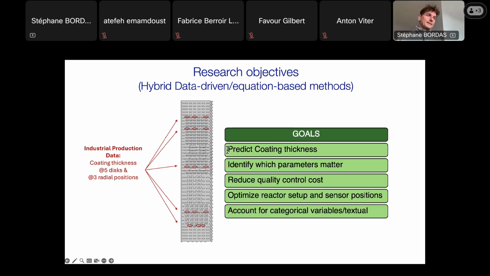And so your goal, which is written here, is that you want to predict the thickness of the coating. That's what we explained clearly. Then you don't know what parameters matter, so you want to figure that out. What parameters means how much pressure you put, what velocity, what are the initial conditions, what are the boundary conditions. You would like to decrease quality control costs, because every time you make a mistake here, you can maybe throw the tool away. So your outcome is actually in the garbage, which is very bad for a company. You don't want that. And you want to optimize the reactor setup and the sensor positions in order to make sure that you minimize the error on the coating thickness prediction.